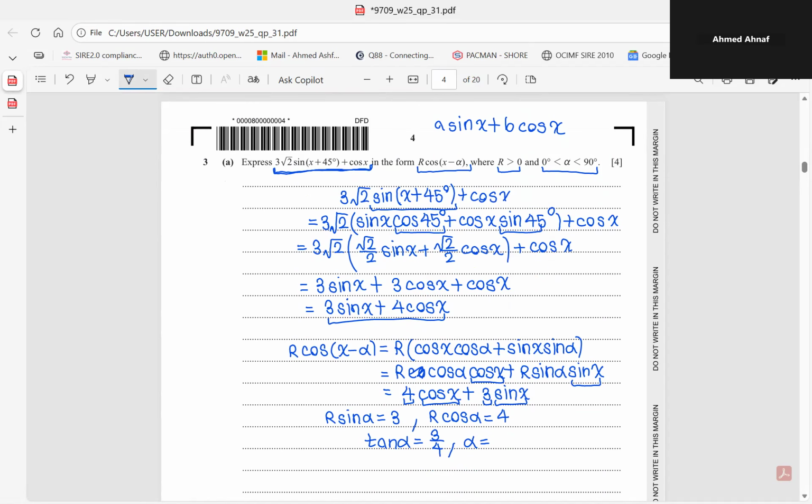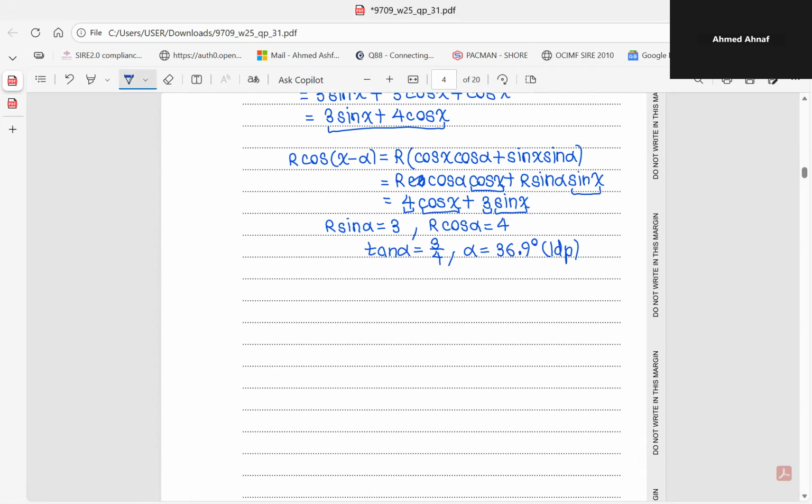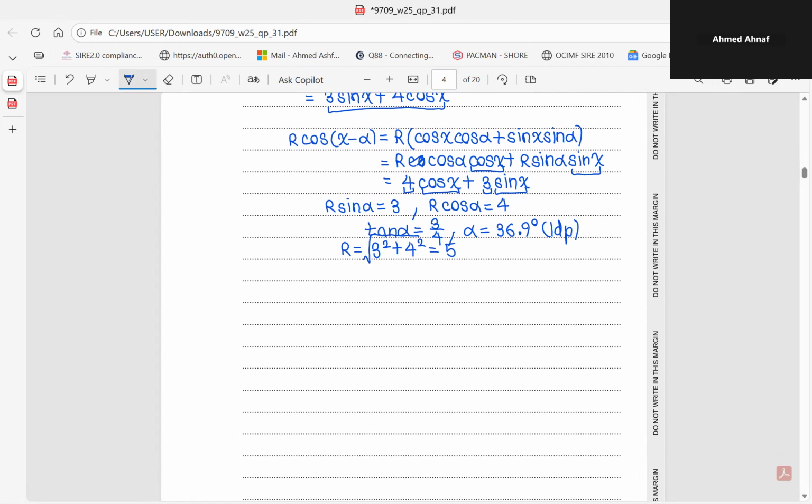So if you have to change, please change. You would get 36.9 degrees to 1 decimal place, since this is our final answer. And then to get our R, we can just square our coefficients. So 3 square plus 4 square, we square coefficients, then we add them up, and then we take the square root. So in this case, R is just 5.